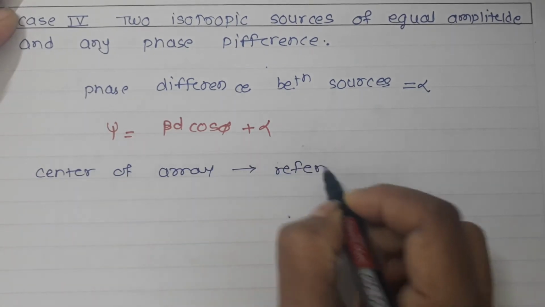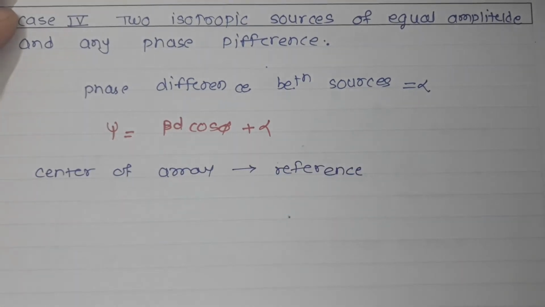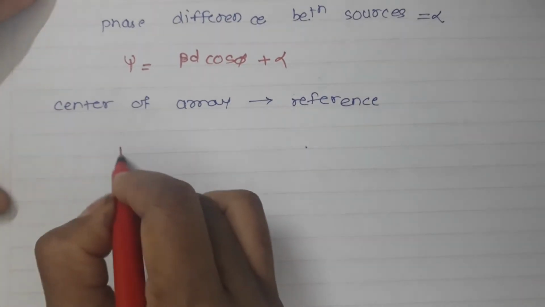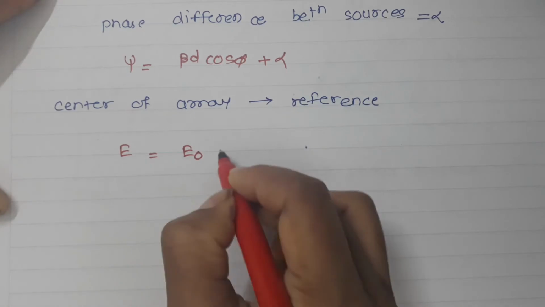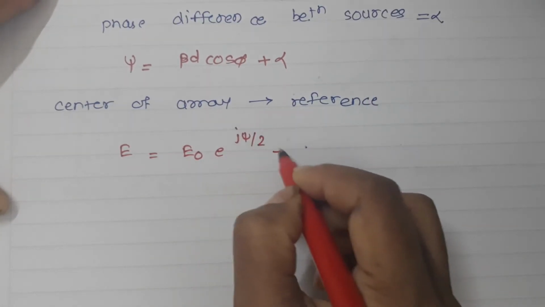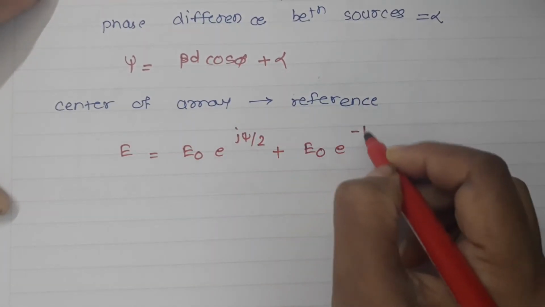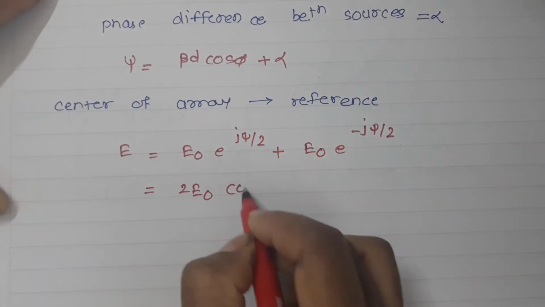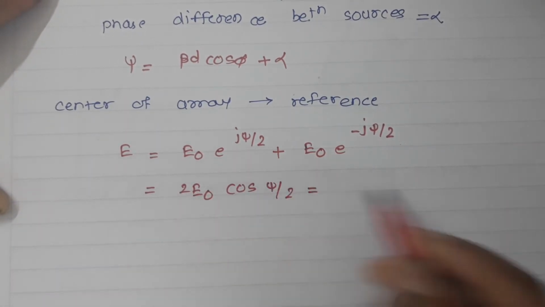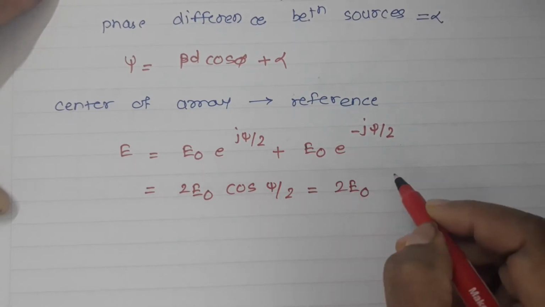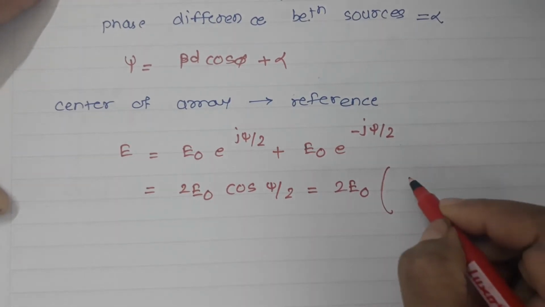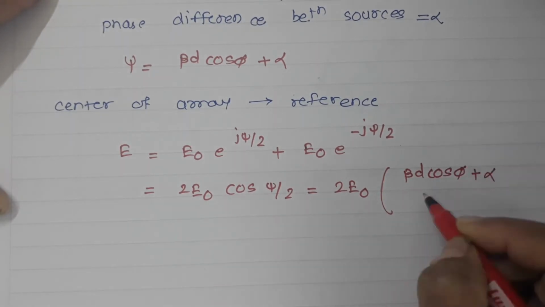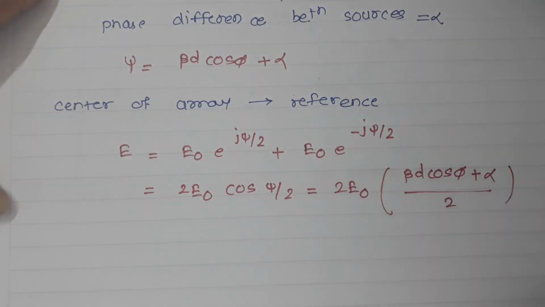So what will happen in this condition, the total field, we are going to add both the fields over there. So here the total field E is equal to E0 e raised to j psi by 2 plus E0 e raised to minus j psi by 2, which comes to 2E0 cos of psi by 2. So here to E0, I'll put the value of psi over here, which is nothing but the beta d cos of phi plus alpha divided by 2 here.